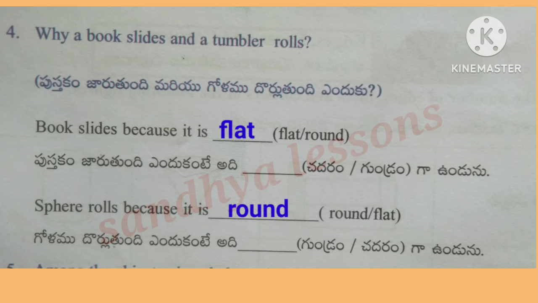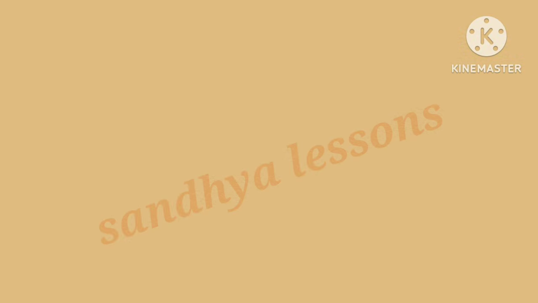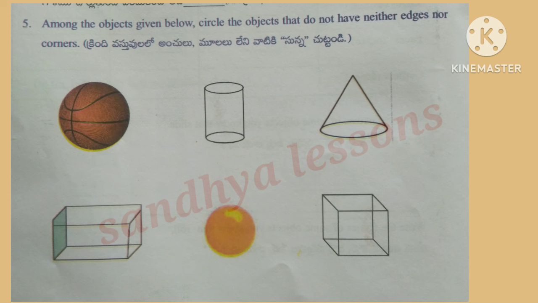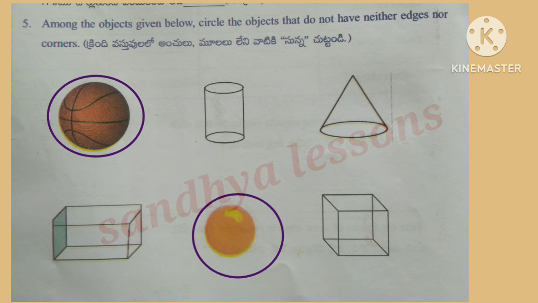Fourth Roman, why a book slides and a tumbler rolls? Book slides because it is flat. Sphere rolls because it is round. Fifth Roman, among the objects given below, circle the objects that have neither edges nor corners.